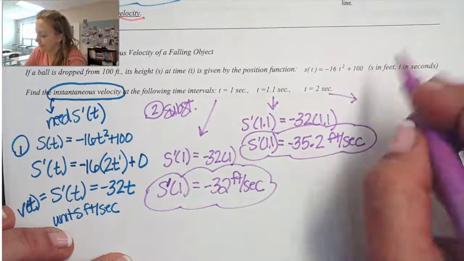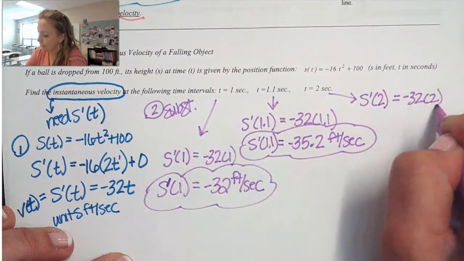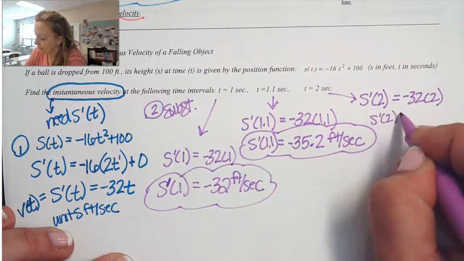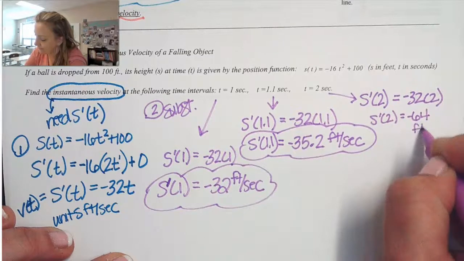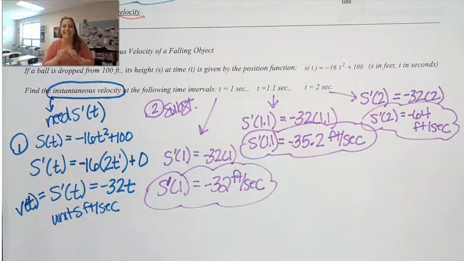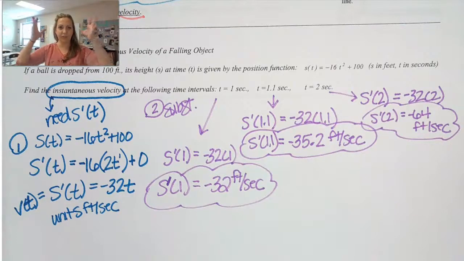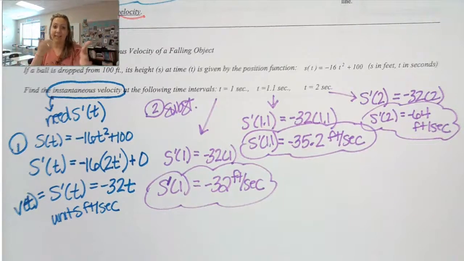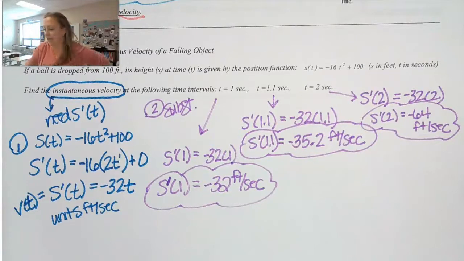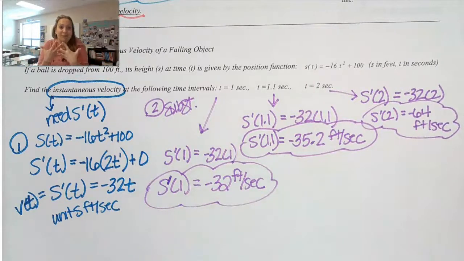And then at 2 seconds, we can find s prime of 2. That's just going to be negative 32 times 2. So s prime of 2 is negative 64 feet per second. And that is the instantaneous velocity at that point in time, okay? So that's kind of a lot nicer than the average rate of change, which is over a period of time. We can say that at 2 seconds after the object is dropped, this is the velocity. And that's something that we couldn't have done before without our calculus.